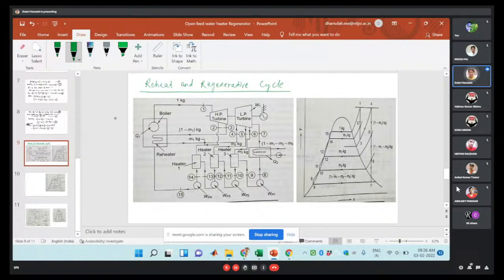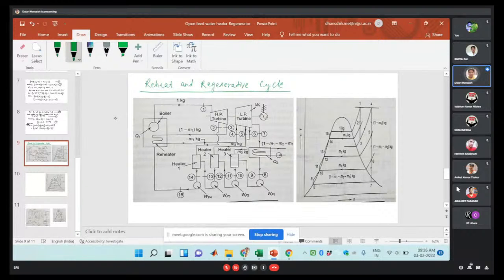So why are we using the reheat cycle? We use the reheat cycle to reheat the steam in between the high pressure and low pressure turbines, so that we can increase the pressure of the expansion process and get the maximum power output. But the cycle temperature will remain the same.